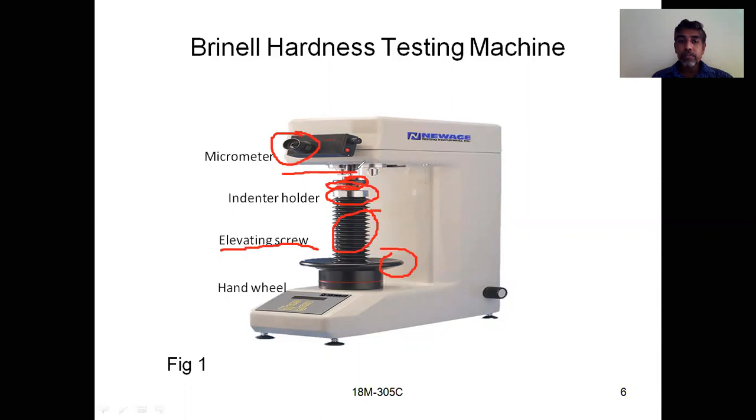After applying the load, the indenter will be pressed against the specimen. That means you will get some indentation on the specimen. The indentation has a diameter, and the diameter can be measured by using a microscope. This is the diagram of a Brinell hardness testing machine.